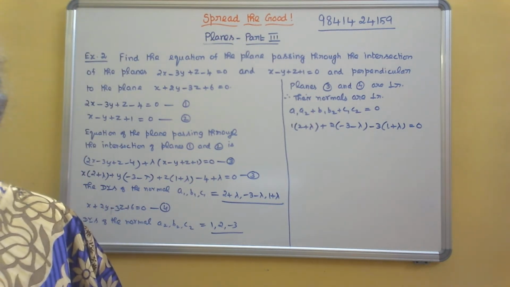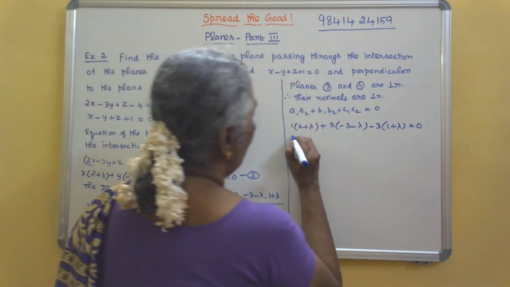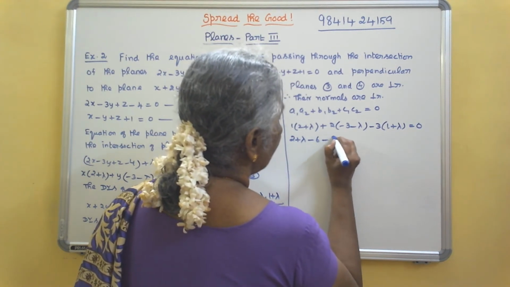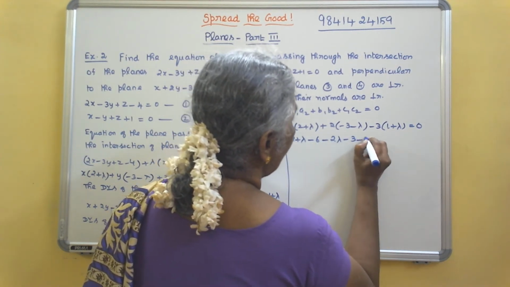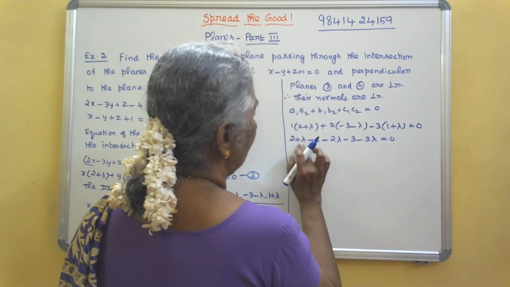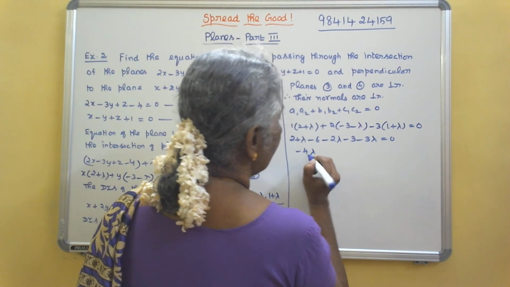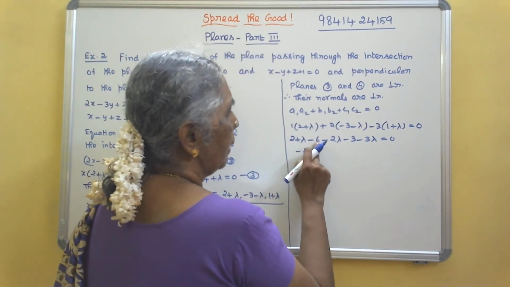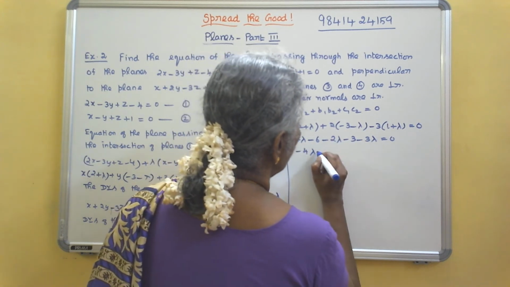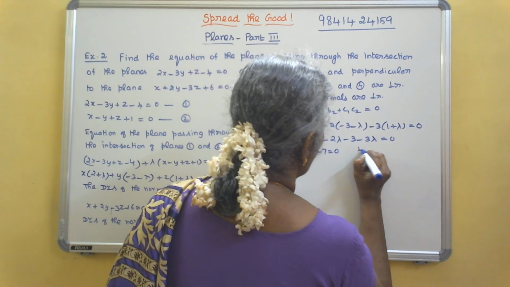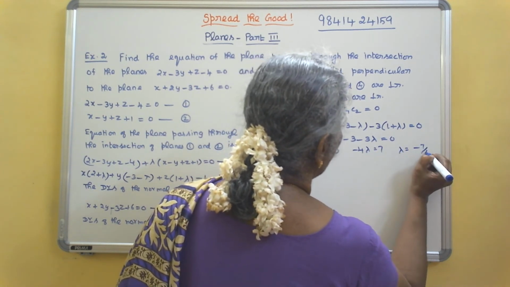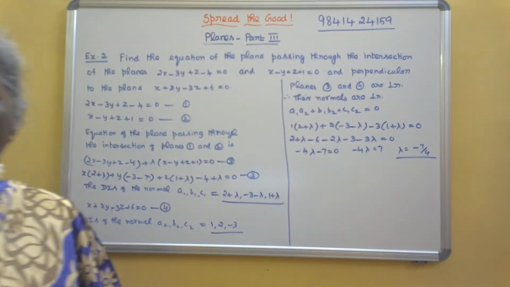We have to find the value of lambda by expanding. So what will we get? 2 plus lambda minus 6 minus 2 lambda minus 3 lambda is equal to 0. So you will get minus 5 lambda plus lambda, so minus 4 lambda. 2 minus 6 minus 3, so here it is minus 9 plus 2, so minus 7 is equal to 0. So minus 4 lambda is equal to 7. Lambda is equal to minus 7 by 4.